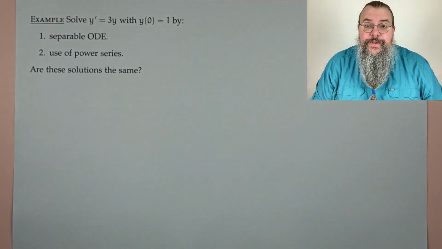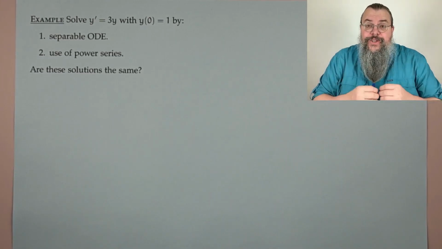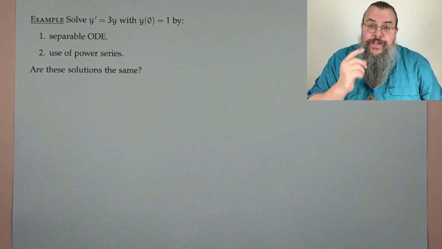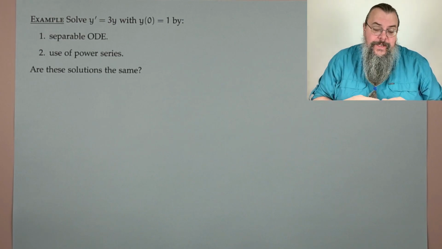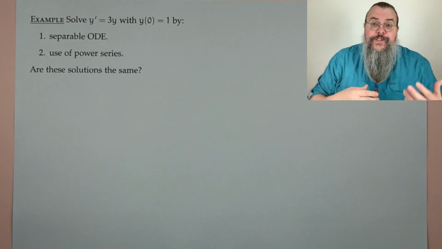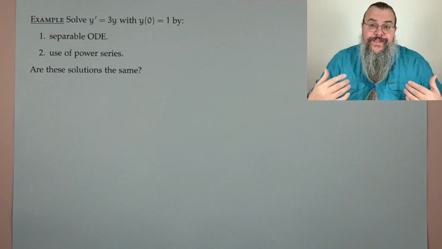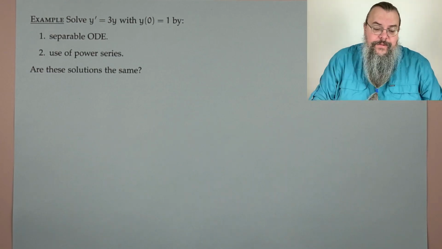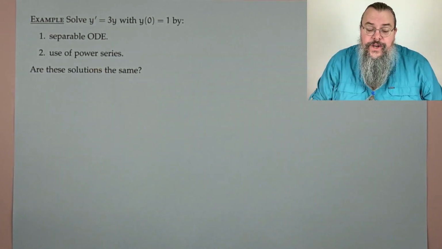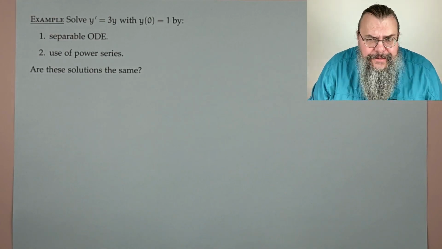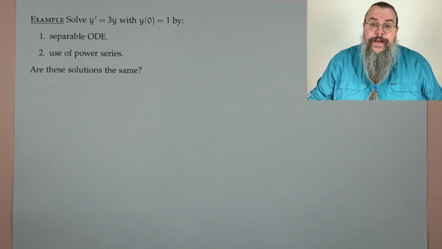So our first example, we're asked to solve y prime equals 3y with an initial condition y of 0 equals 1. And we're going to do it in two different ways. Namely, we're going to do it by separable ODE, in other words, what we would have done before we talked about series. Then we're going to do it by use of series. And then we'll ask the question, are these the same? All right. Well, let's take a look and see what we have.